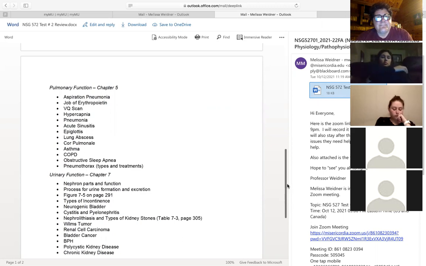And then again, pneumonia, acute sinusitis, epiglottitis, lung abscess and cor pulmonale, asthma, COPD, sleep apnea. Those are the basics behind the pathophysiology of them, the signs and symptoms and possible treatments. The pneumothorax, you want to know the different types and the different treatments of them.